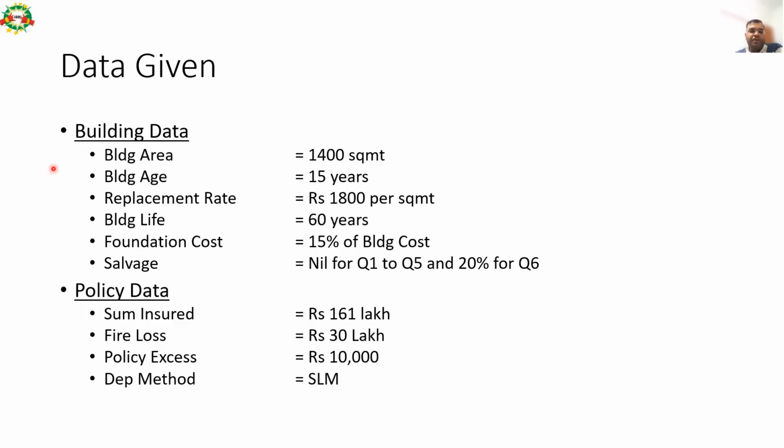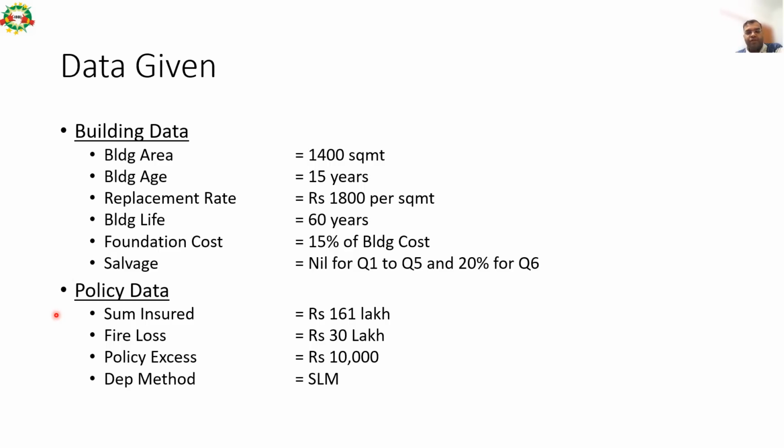So building data given in the question is that building area 1400 square meter, building age 15 years, replacement rate 1800 rupees per square meter, building life 60 years, foundation cost 15% of building cost, salvage nil for question number 1 to 5 and 20% for question number 6.